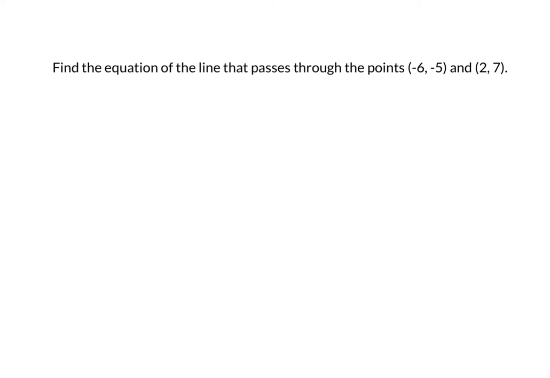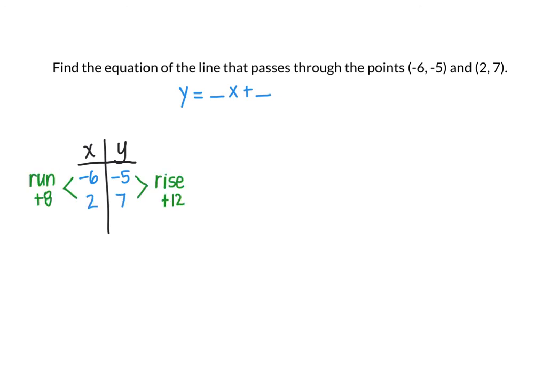What if we're given 2 points like -6, -5, and 2, 7, and asked to find the equation of the line without being given a grid? We could use a table of values. Recognizing that the 2 points are ordered pairs that can be positioned in our table, we can then use our table to find our rise and our run.